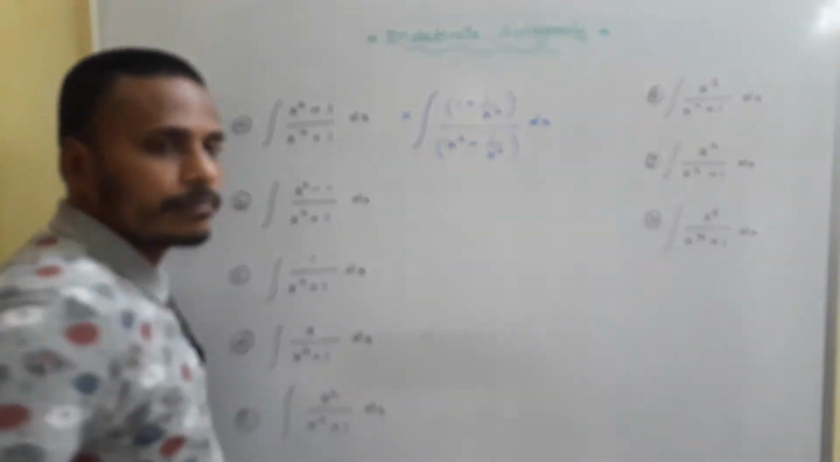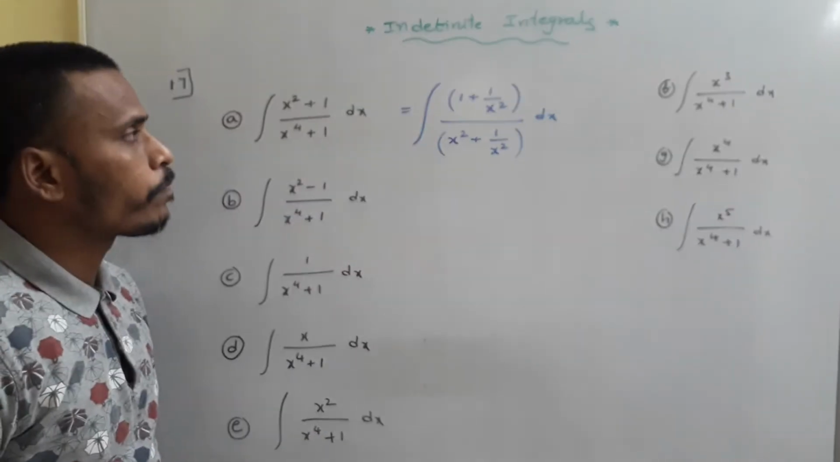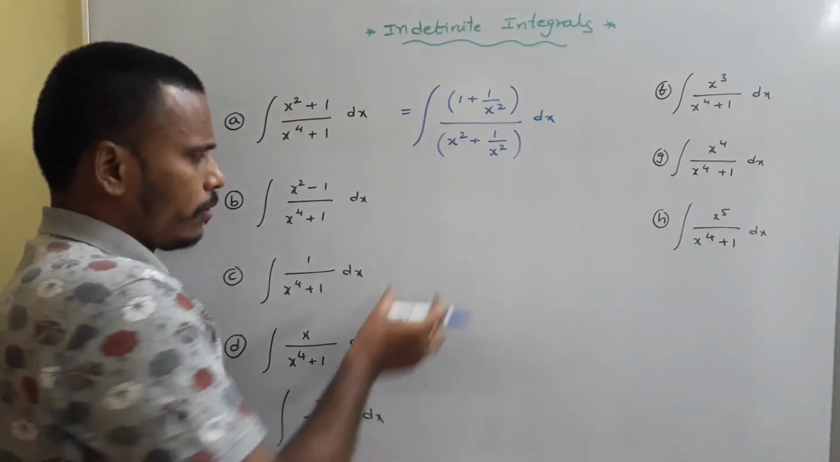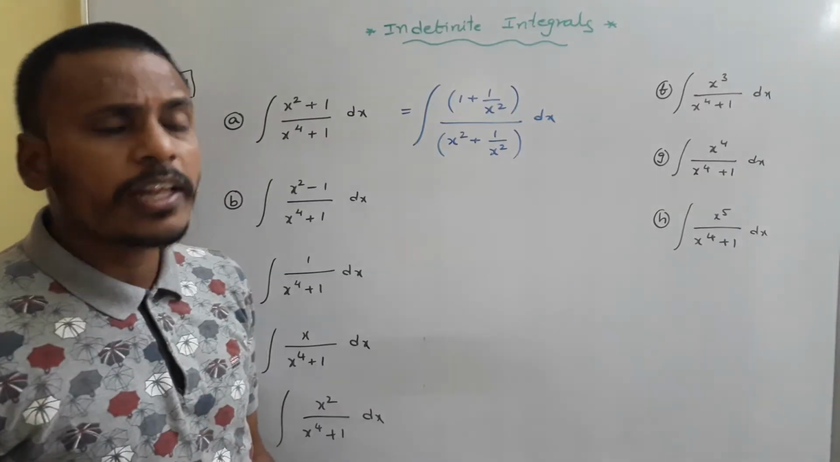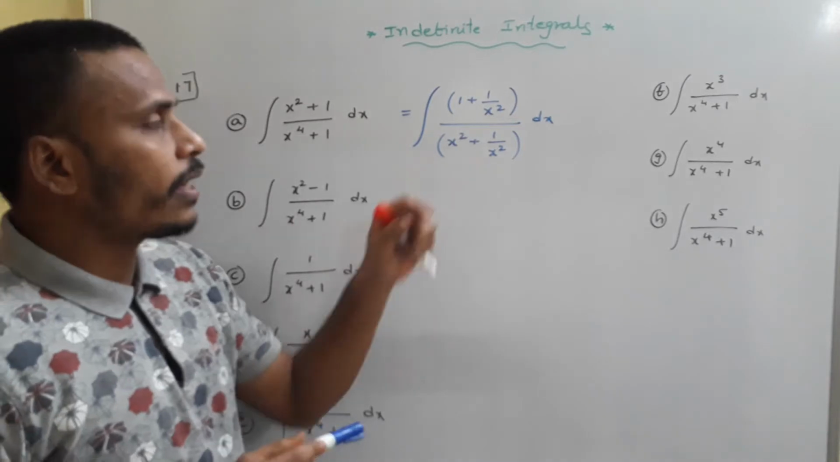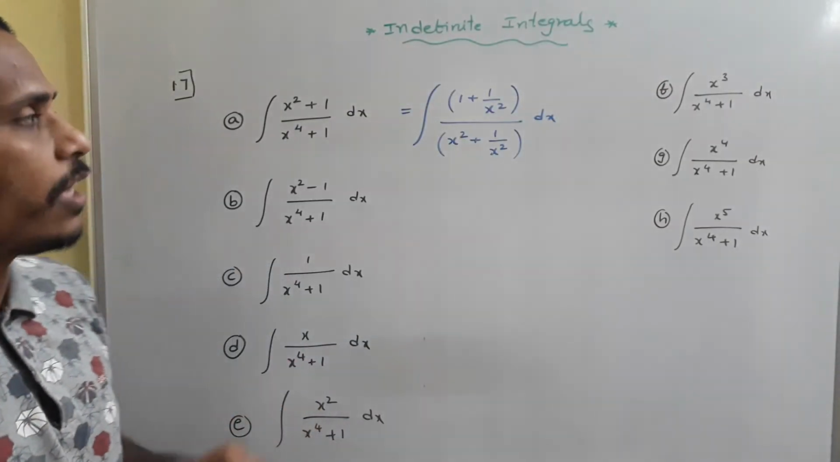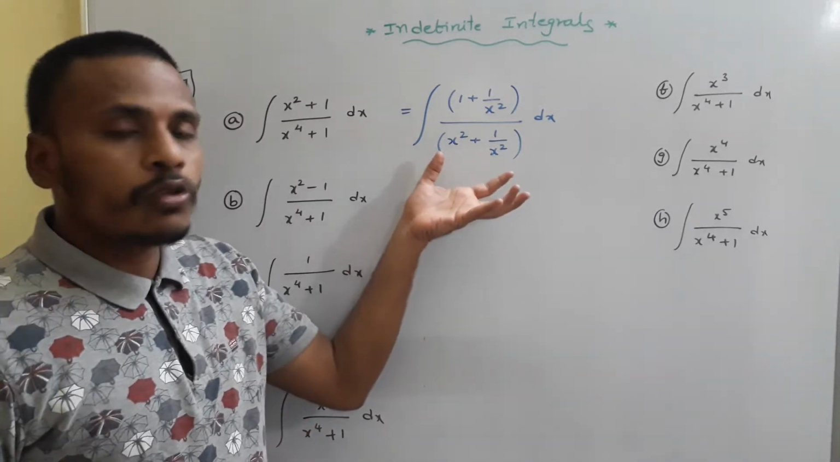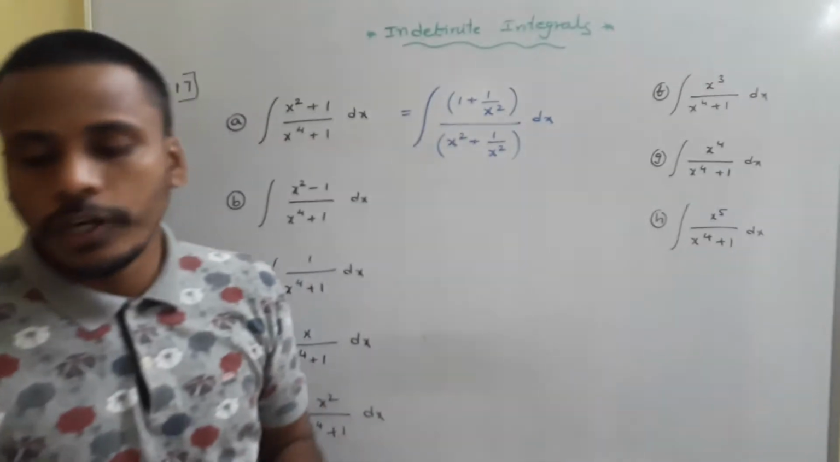Just have a look. So that is 1 plus 1 by x square, and this is x square plus 1 by x square. Now we need to move with the substitution. What is my substitution for the problem? See, x square plus 1 by x square is in the denominator, and 1 plus 1 by x square is in the numerator. So this is in terms of x, so we don't have any direct way to answer this. So we need to move for the substitution.